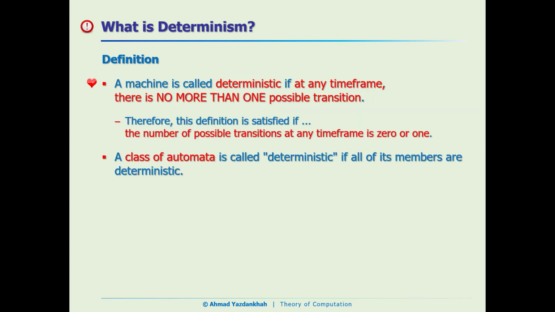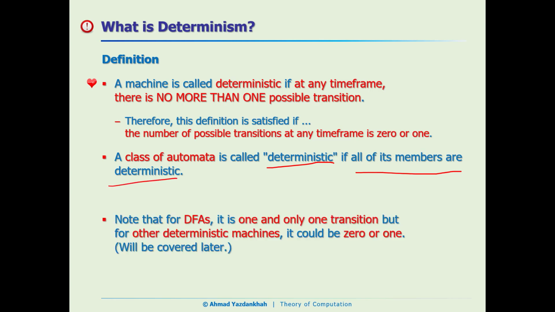A class of automata is called deterministic if all of the machines in that class are deterministic. I'm going to stop here.